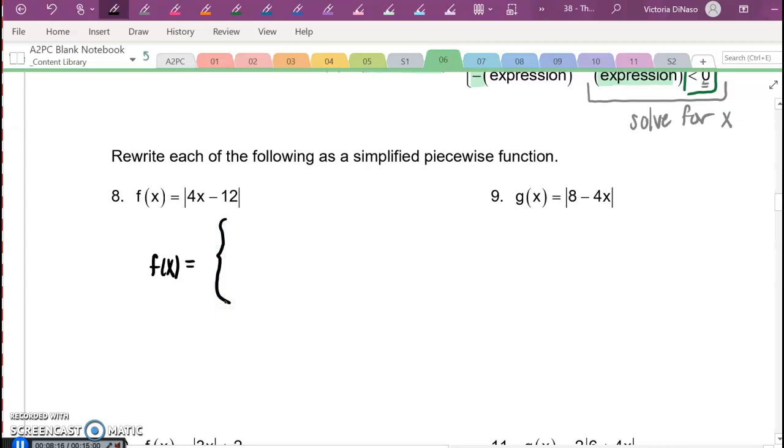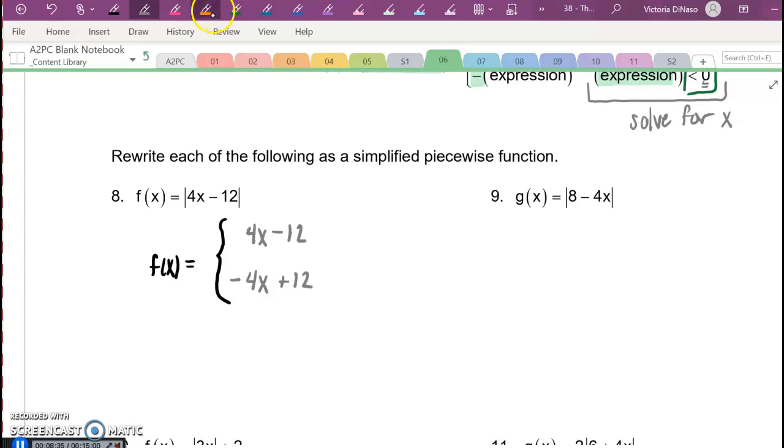All right, I'm going to start by writing f of x equals, and then we have our bracket. On top, it's going to be normal. So I'm going to write out the normal 4x minus 12. On the bottom, you're going to put the opposite. So we're going to have negative 4x, and then we have plus 12.